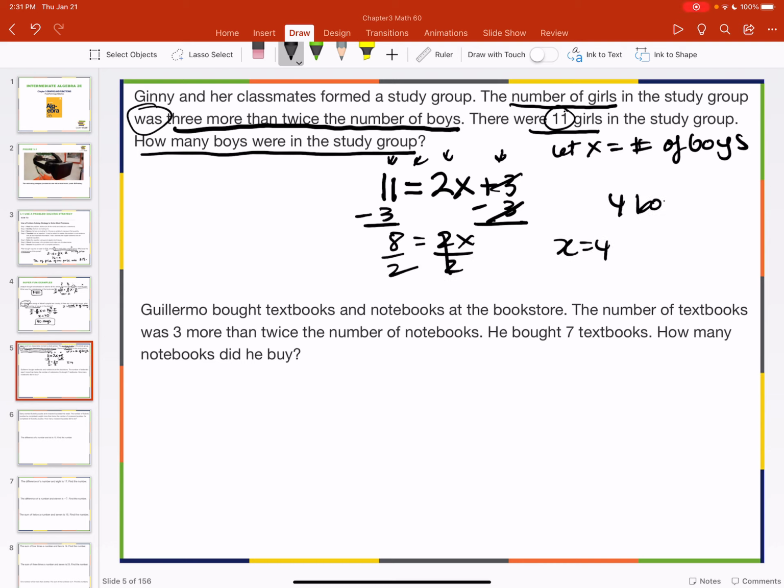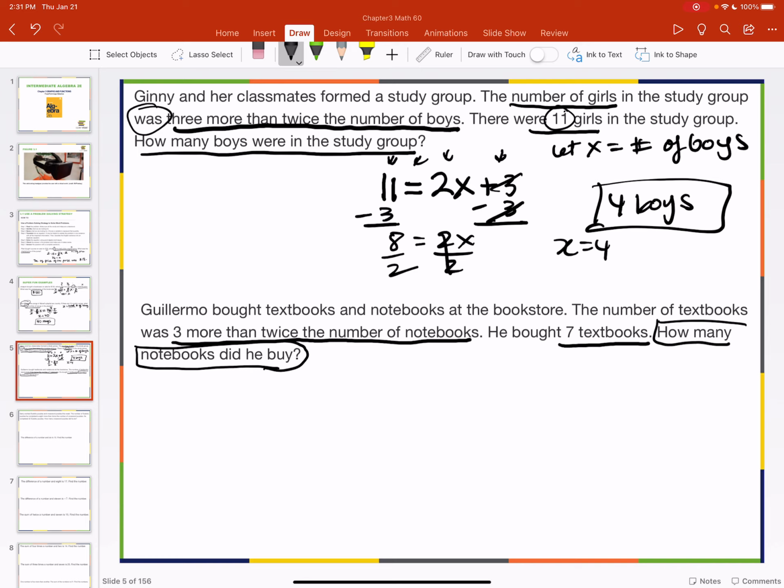Okay, Guillermo bought textbooks and notebooks at the bookstore. The number of textbooks was 3 more than twice the number of notebooks. He bought 7 textbooks. How many notebooks did he buy? So the question is how many notebooks, right? That's what they want to know. So let X equal the number of notebooks.